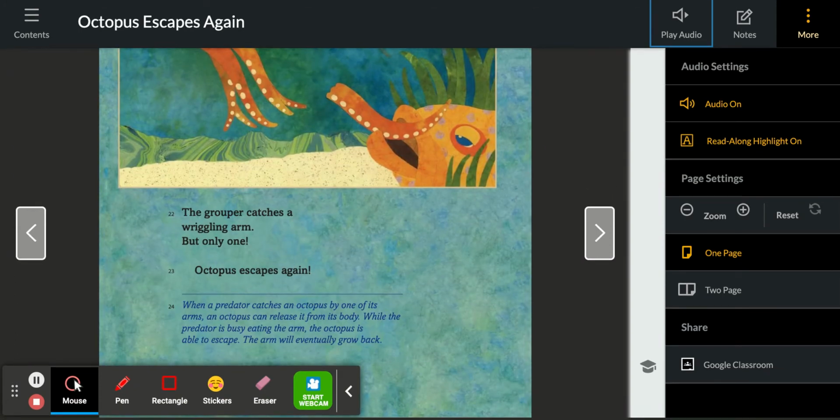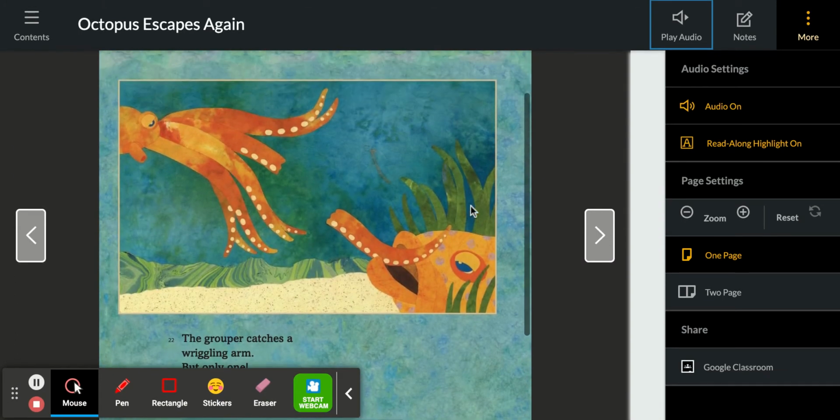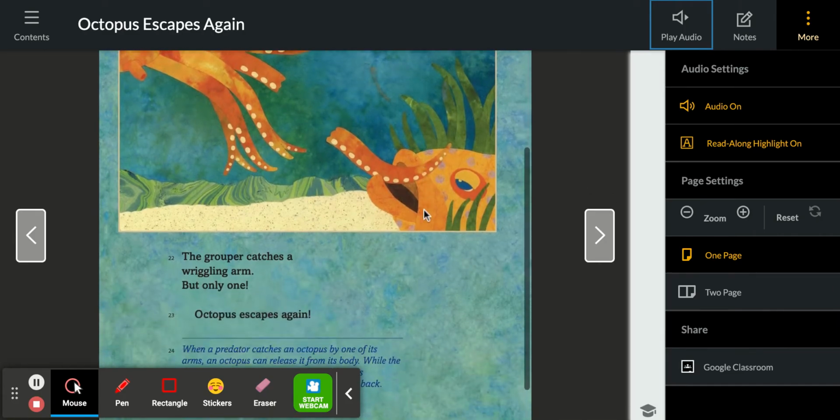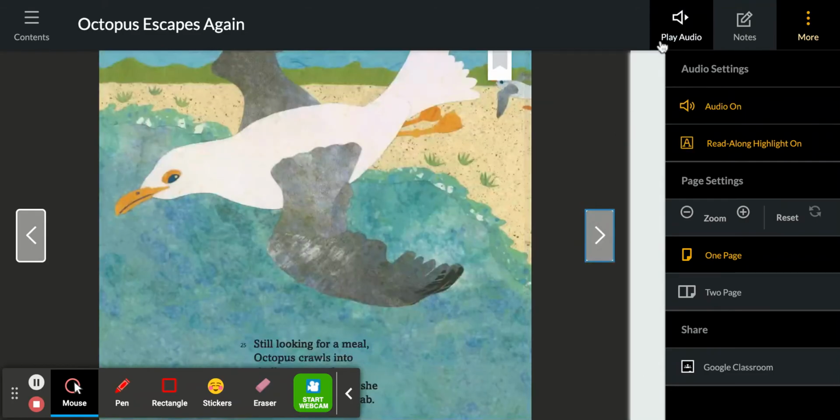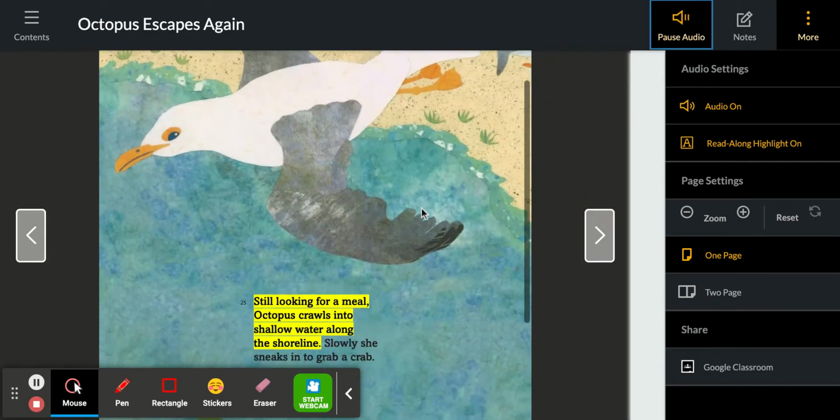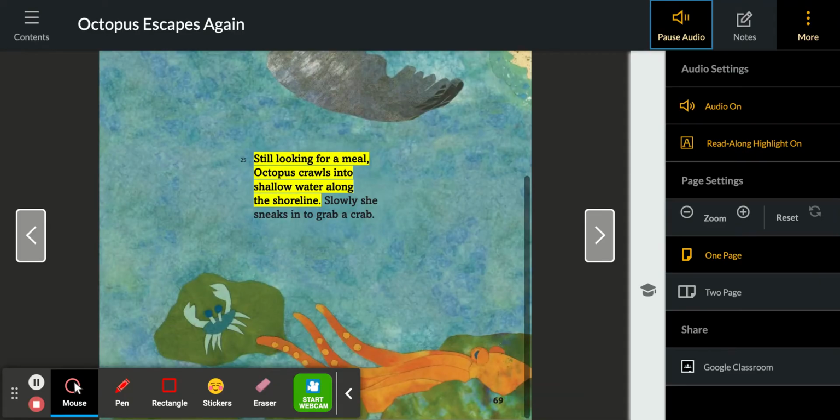Okay. Make note. Here's another way that this octopus escapes being eaten again. Still looking for a meal, octopus crawls into shallow water along the shoreline. Slowly, she sneaks in to grab a crab.